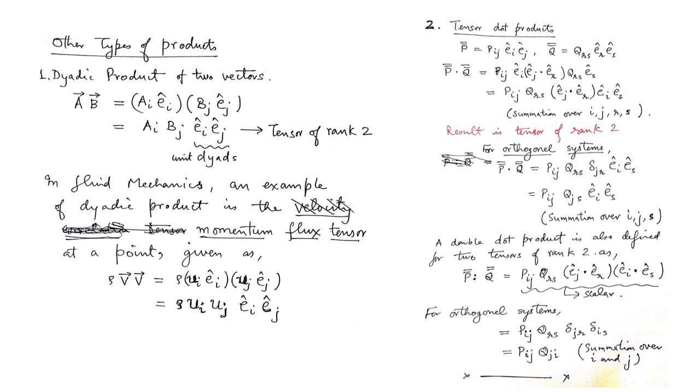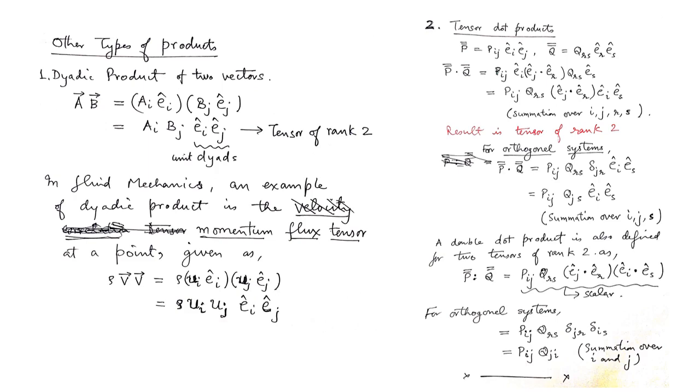Finally, to conclude this lecture, a double dot product is also defined for two tensors of rank 2. This is a totally new idea, the double dot product. It is written as P tensor, then like a colon, two dots one over the other, and Q tensor. In this case, you involve all 4 unit vectors, 2 from P and 2 from Q, Qrs. You involve both of them in a dot product.